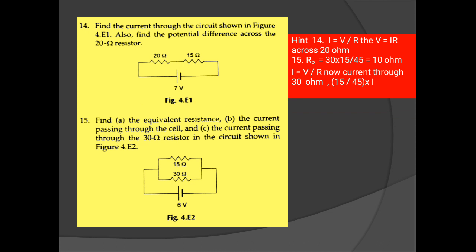In question number 15, find the equivalent resistance. Number B, the current passing through the cell, and C, current passing through the 30 ohm resistors in the circuit shown in the figure. So in question number 15, first of all you find the equivalent resistance of two resistors connected in parallel, which is 10 ohm. Then use I equal to V by R. Now current through 30 ohm is 15 by 45 into total current in the circuit.